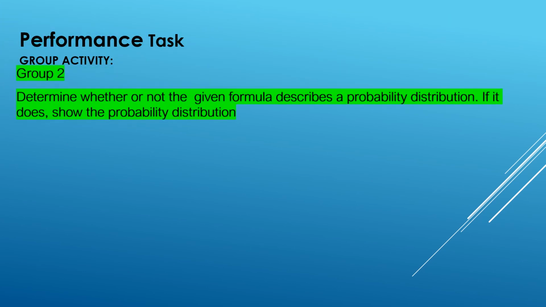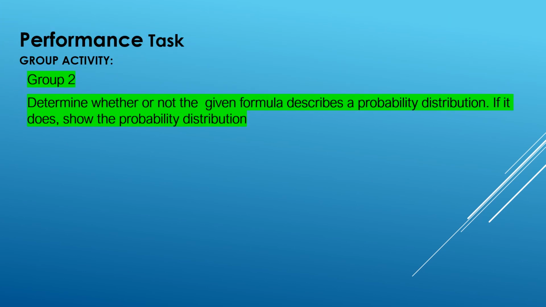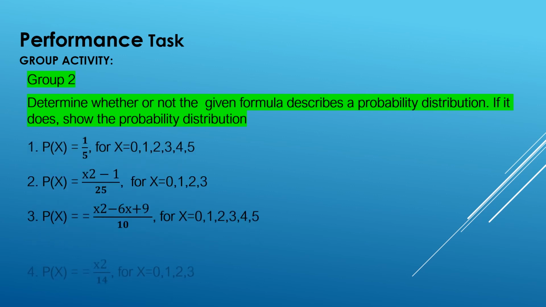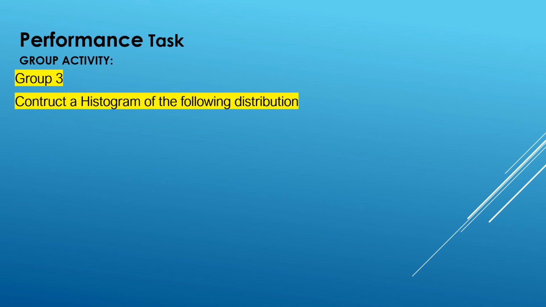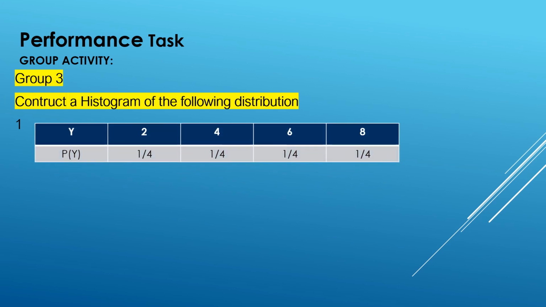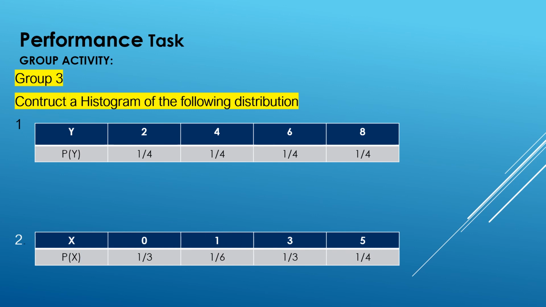For group 2, determine whether or not the given formula describes a probability distribution. If it does, show the probability distribution. And these are the given. Okay. For group 3, construct a histogram of the following distribution. Okay, we have here 1 and 2.